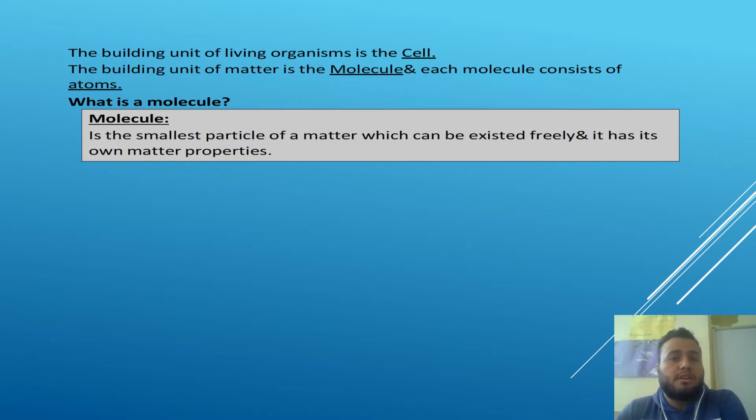Like that, for any matter, the building unit of matter is called a molecule, and each molecule consists of smaller units called atoms. So in this lesson we will talk about molecules and their properties. First, what is the meaning of molecule? A molecule is the smallest particle of matter which can exist freely, and it has its own matter properties.